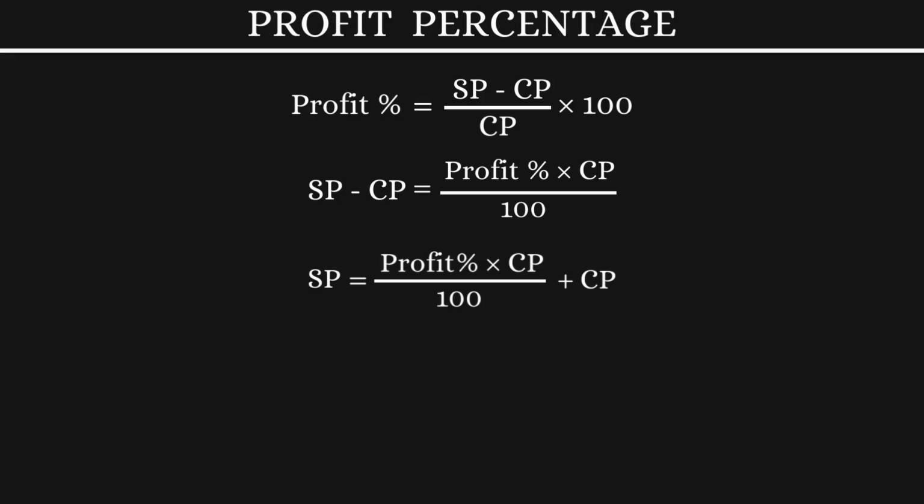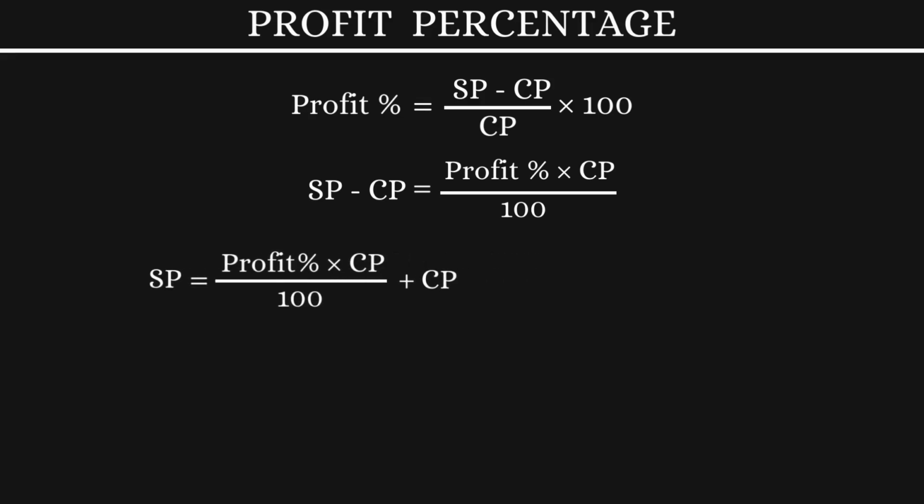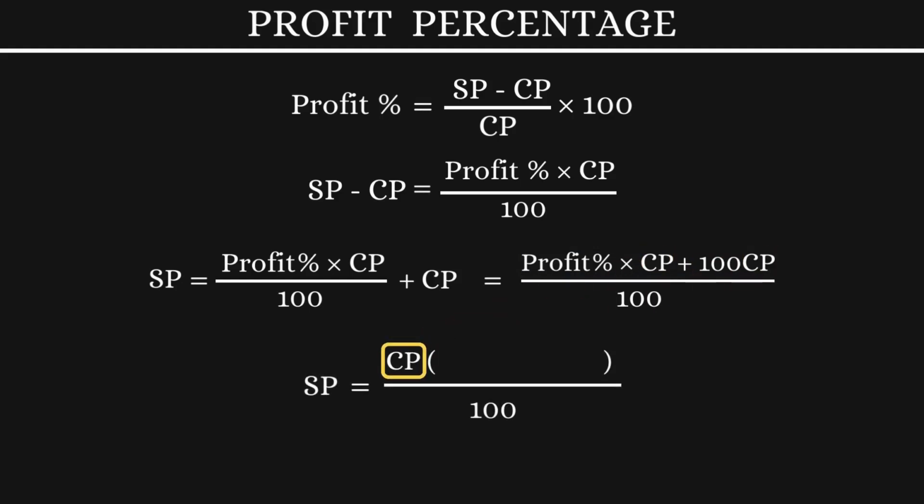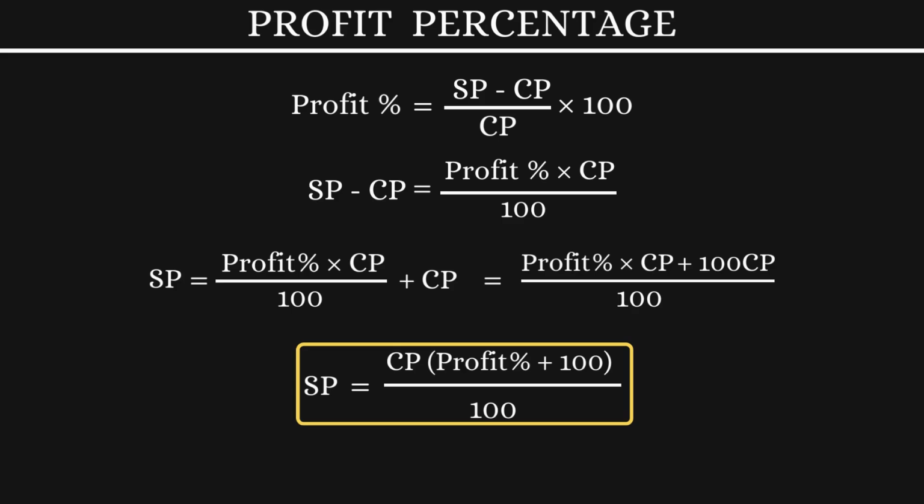We could leave it here or we can still simplify it. Let's take the LCM, which is 100. So we get profit percentage into cost price plus 100 into cost price divided by 100. And among these two terms, cost price is common. So we have cost price into profit percentage plus 100, the whole divided by 100.